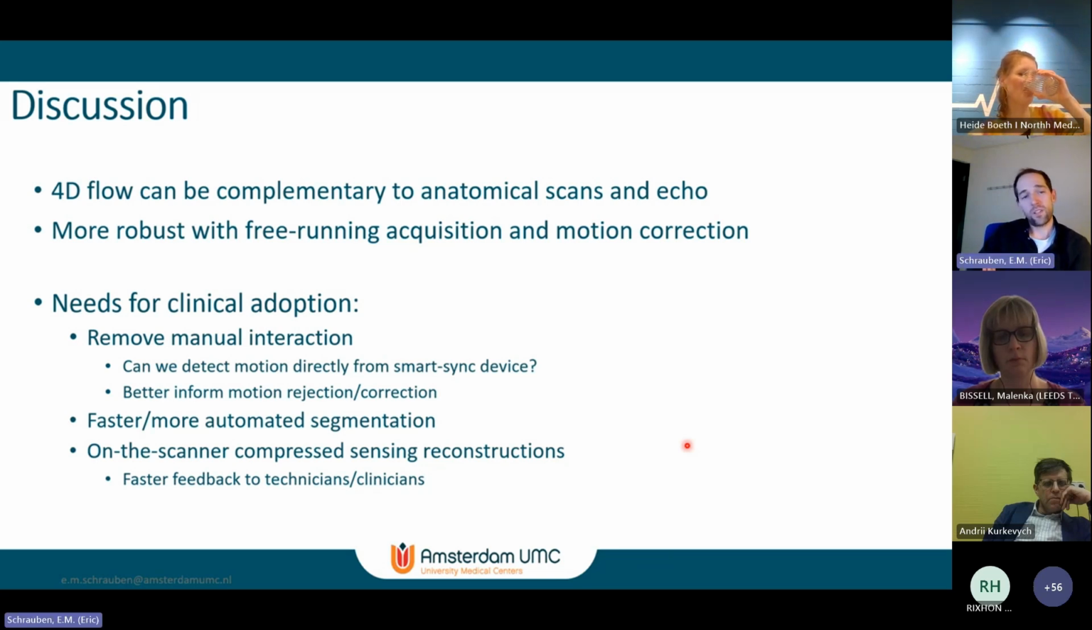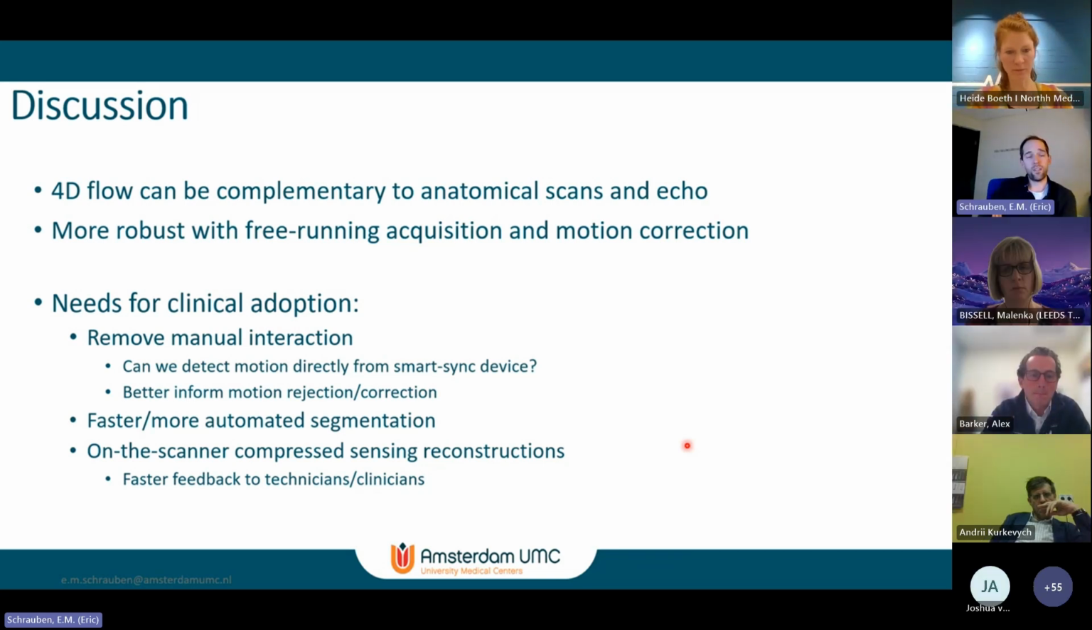Yeah, this also requires quite some expertise in manual segmentation, so we hope to make that faster or more automated in the future. And of course, clinicians and technicians want to be able to see these images right after scanning to check image quality. So on the scanner, compressed sensing reconstructions will become important in the future.